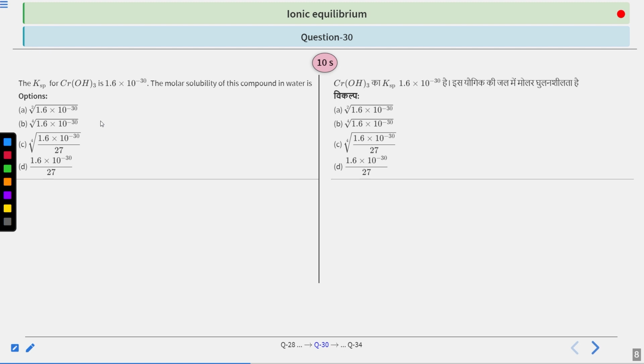Next question. The Ksp for Cr(OH)3 is 1.6 into 10 to the power minus 30. The molar solubility of this compound in water is, options are A, root under 1.6 into 10 to the power minus 30, B, 1.6 into 10 to the power minus 30 raised to the power 1 by 4. Option C, 1.6 into 10 to the power minus 30 divided by 27, and this whole thing raised to the power 1 by 4. Option D, 1.6 into 10 to the power minus 30 by 27. Your time to solve this question starts now.